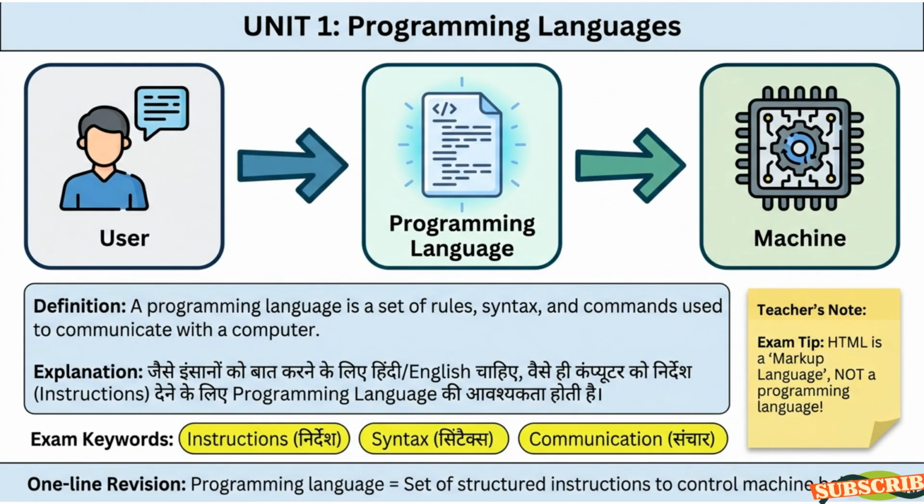A programming language is a set of rules, syntax, and commands used to communicate with a computer. Just as humans need language to talk, computers need a programming language to receive instructions from the user. It translates user commands into machine-readable code.